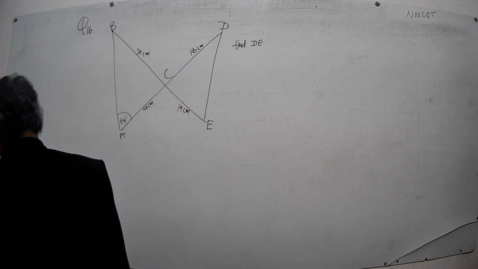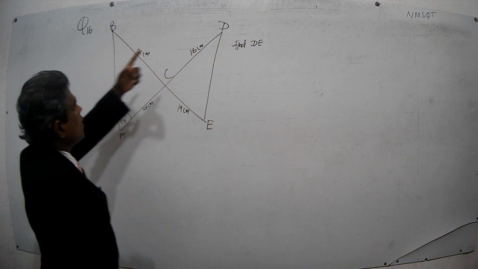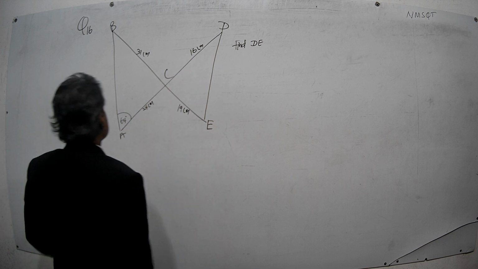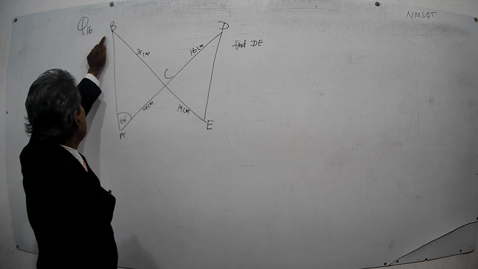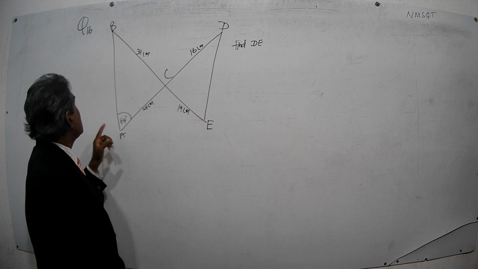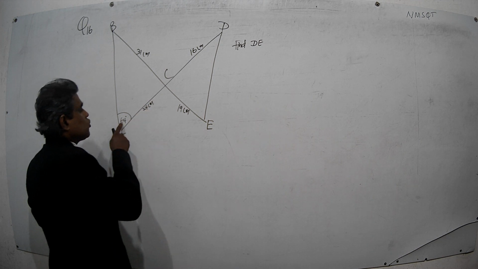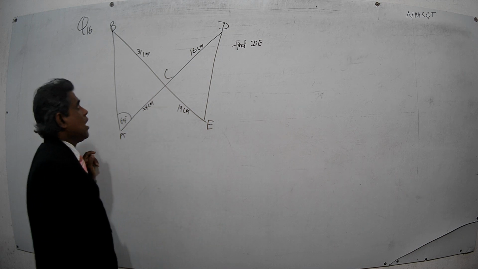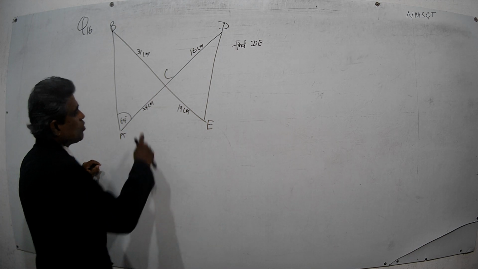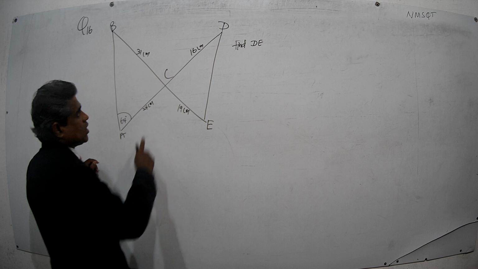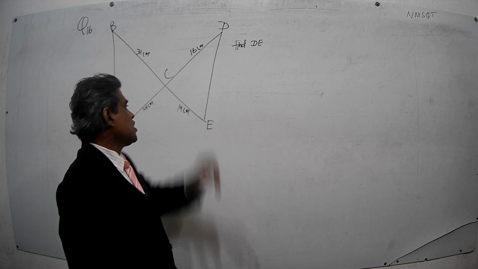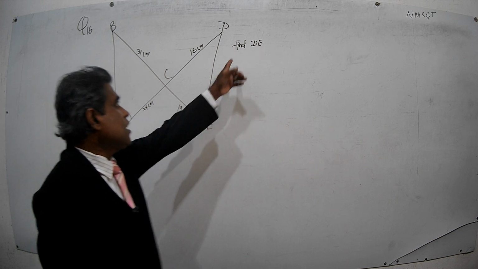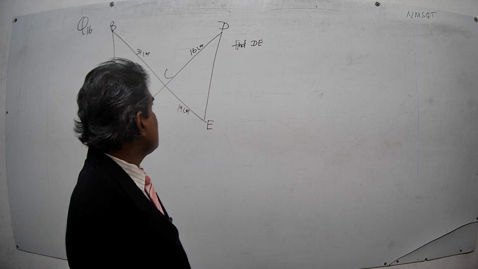Here they have given A, B, C; BCE is a straight line, ACD is a straight line. Angle BAC is 64 degrees, BC is 31 centimeters, AC is 24 centimeters, CD is 60 centimeters, and CE is 19 centimeters. We are asked to find the length of DE. How do we find this?